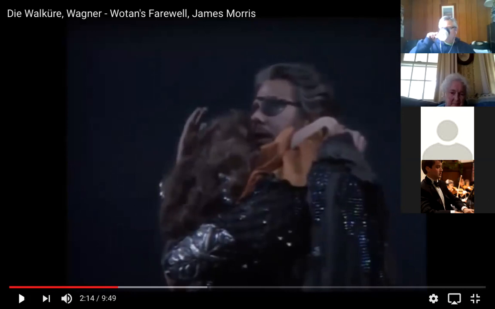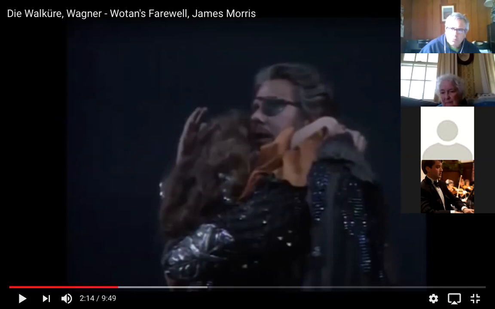I'm going to pause it there so I can explain what's going on before I show some of the end. Basically, Wotan is saying farewell to his daughter, who is a Valkyrie, who did what he wanted her to do, but she wasn't allowed to do it, even though he wanted her to. Because he's the king of the gods, he has to punish her, and he punishes her by making her human and leaving her in a sleep on a rock to be essentially claimed by whoever is brave enough to find her.